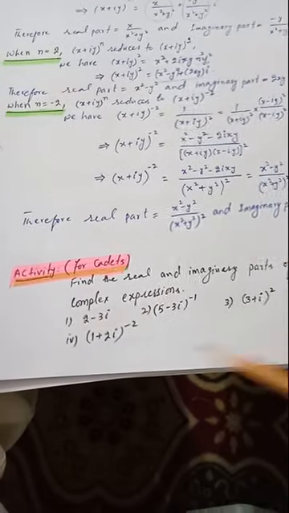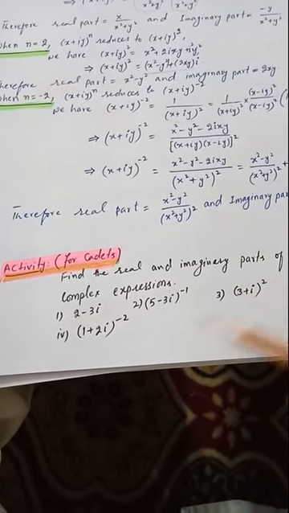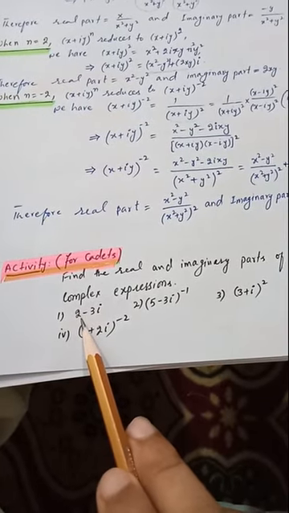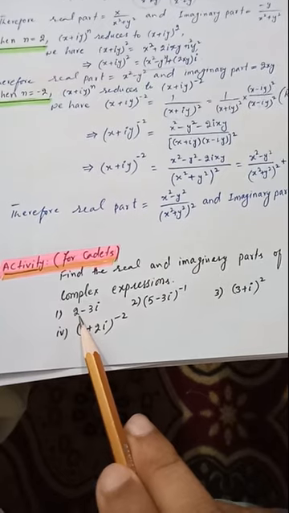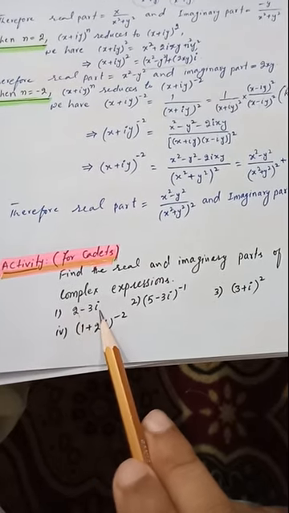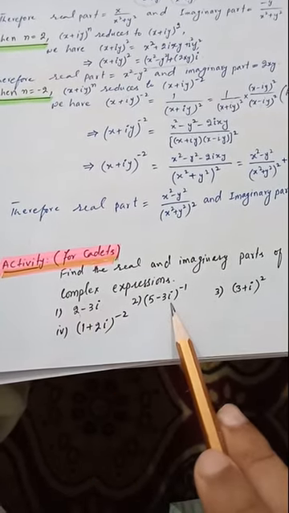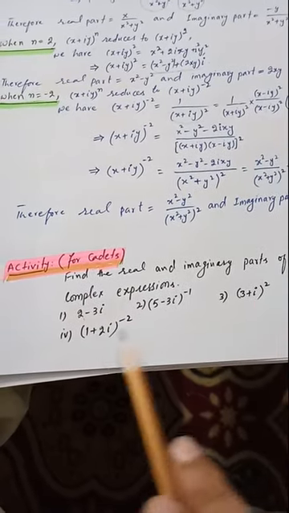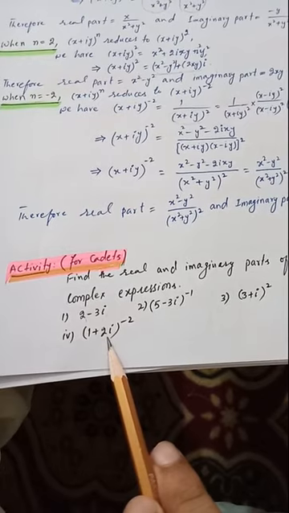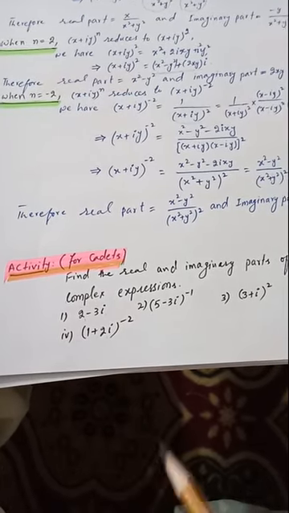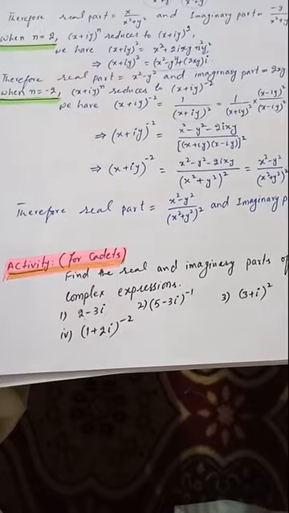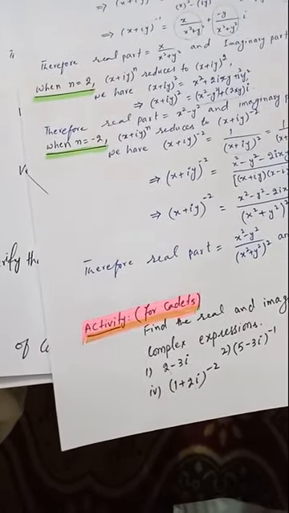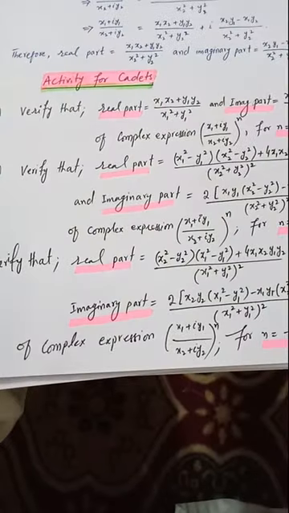So for these examples you may try by using the same method. In part number 1 you see that this is already in the a plus b iota form, or x plus iota y. So here 2 is the real part and minus 3 is the imaginary part. But in this case you will take the reciprocal of this. In this case you will use the a plus b whole square formula, and in this case you will take the reciprocal and then the process of rationalization, and then you need to use the a plus b whole square formula. So these are the real and imaginary parts of x plus iota y whole power n.